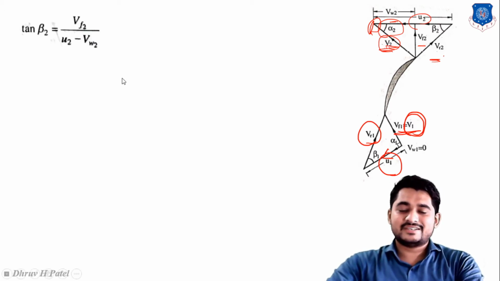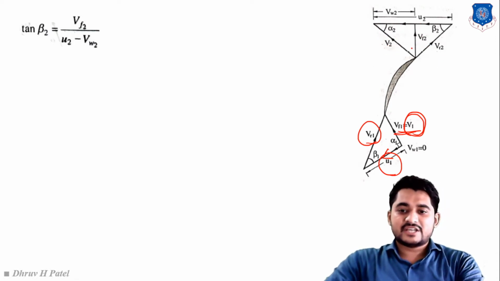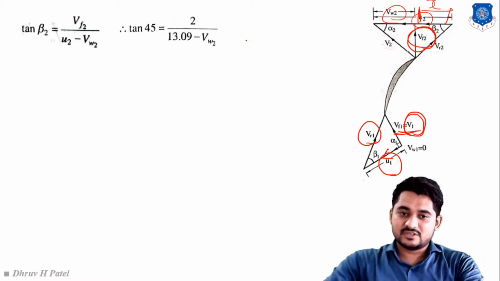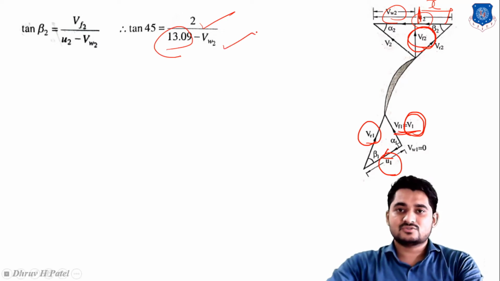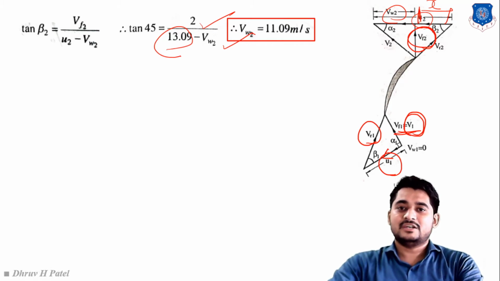First of all, we have to find tan beta 2 because beta 2 is given. So tan beta 2 is the opposite side Vf2 divided by this side, that means u2 minus Vw2. So tan beta 2 equals Vf2 divided by u2 minus Vw2. Here beta 2 is given, so tan 45, Vf2 is given as 2, u2 is 13.09 and Vw2 is unknown. So from this equation we can solve Vw2 as 11.09 meter per second.